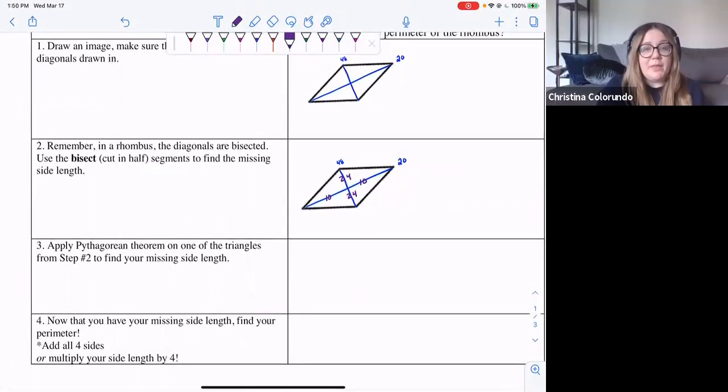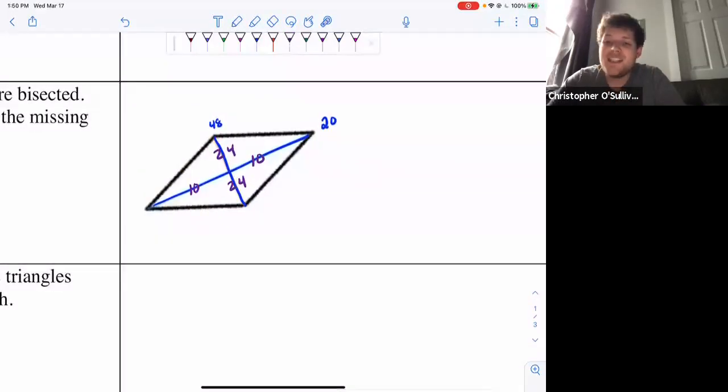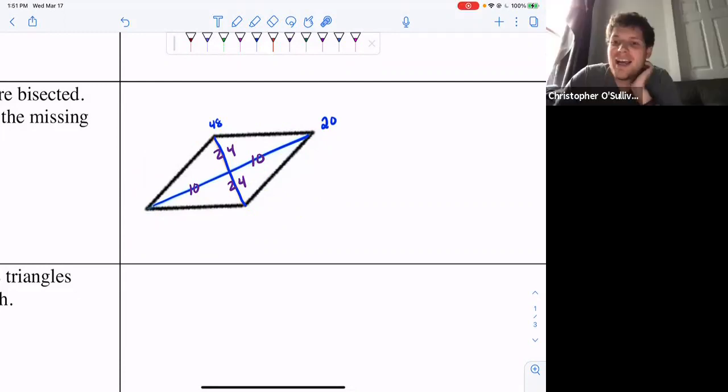Step 3 says to apply the Pythagorean theorem on one of the triangles from step 2 to find your missing side length. Now, the reason why Miss C said one of your triangles is because this is definitely going to be an edPuzzle question, because we get some crazy answers whenever we ask what you see. I want to hear how many triangles you see, ladies. Miss C, how many triangles do you see in this image? I see at least 8 triangles. Oh, I don't see 8. I only saw 4, but there probably is 8. Let's see what the other kids say.